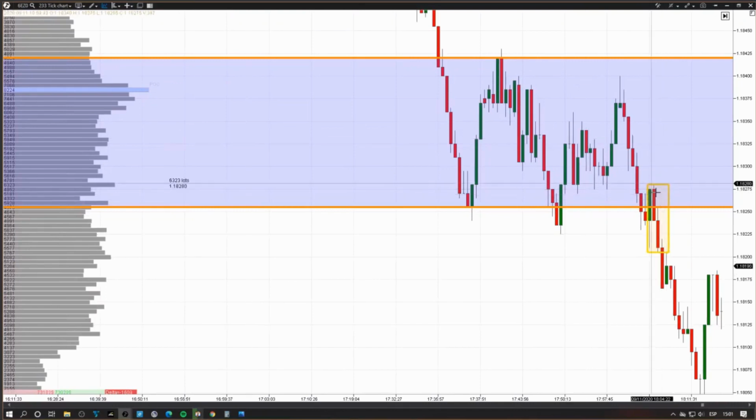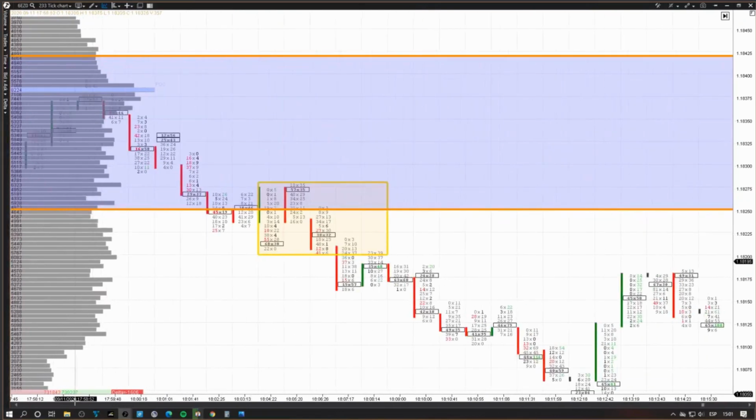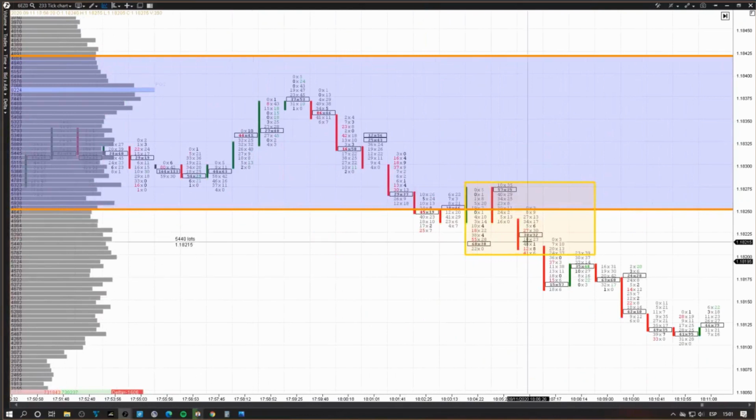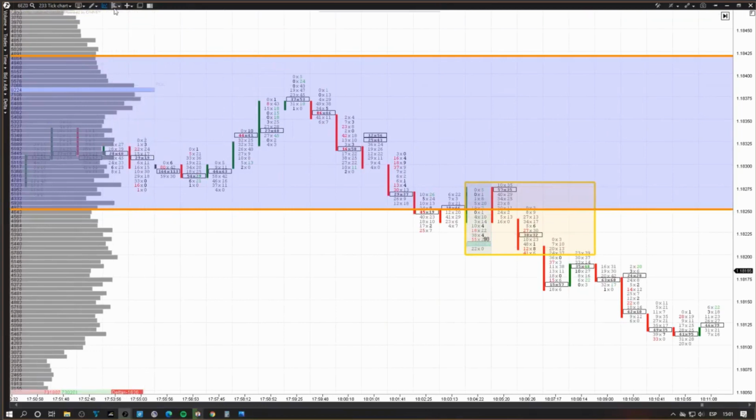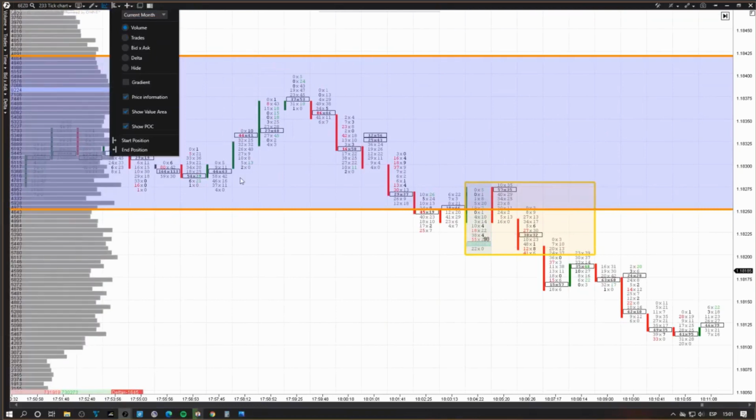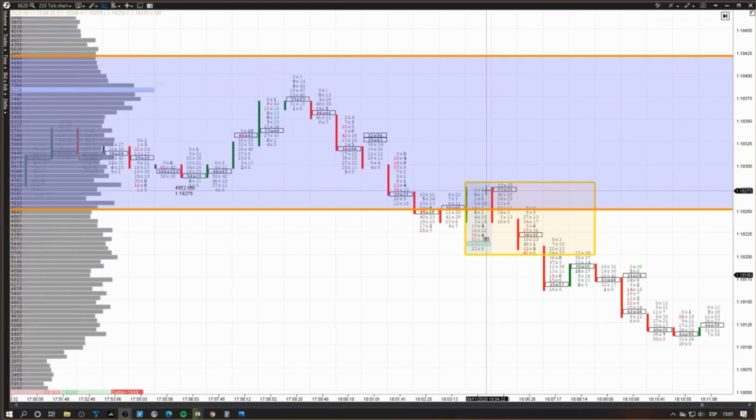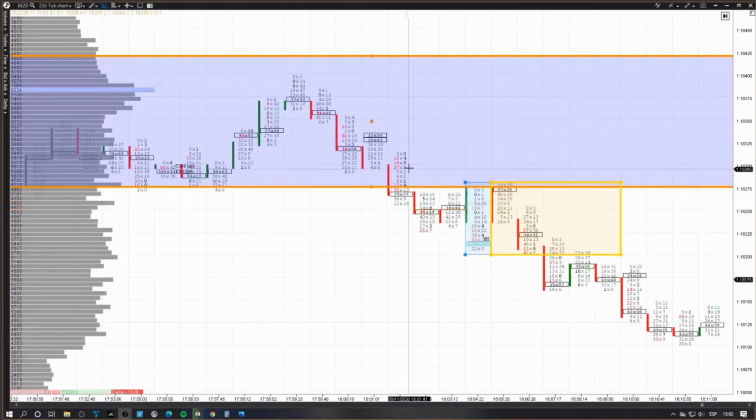What I like to do is see inside the breakout. I see a lot of imbalances, but what I like to see more is the volume inside. I like to see the volume that is inside this particular candle. Let me just move this away a little bit so you can see what I mean. We know it's in here, right?